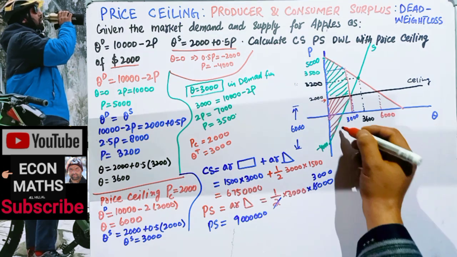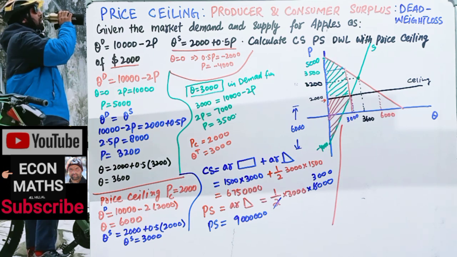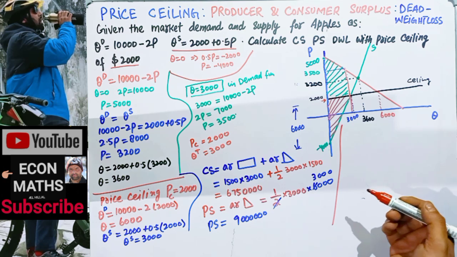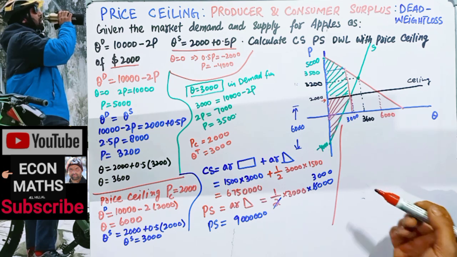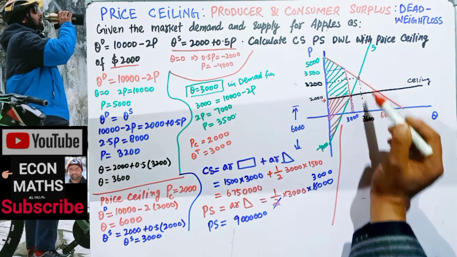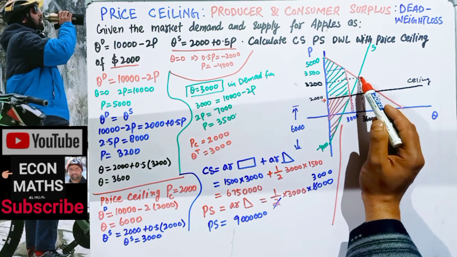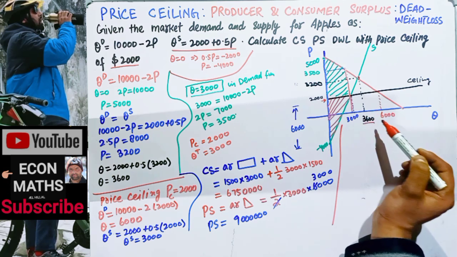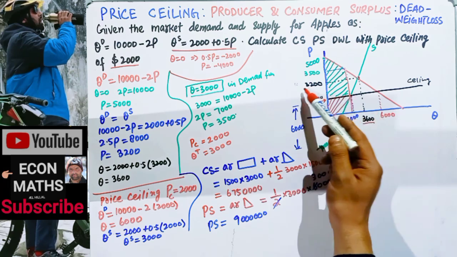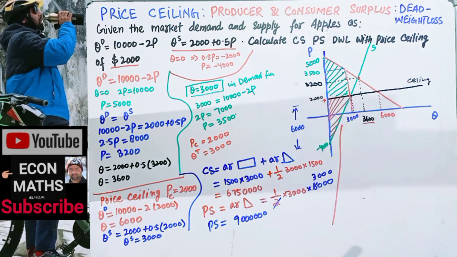Okay, now next is to calculate the deadweight loss. Deadweight loss is the loss of welfare due to market inefficiency. When the market was efficient, we would have been having 3600 quantity of apples and a price of 3200.